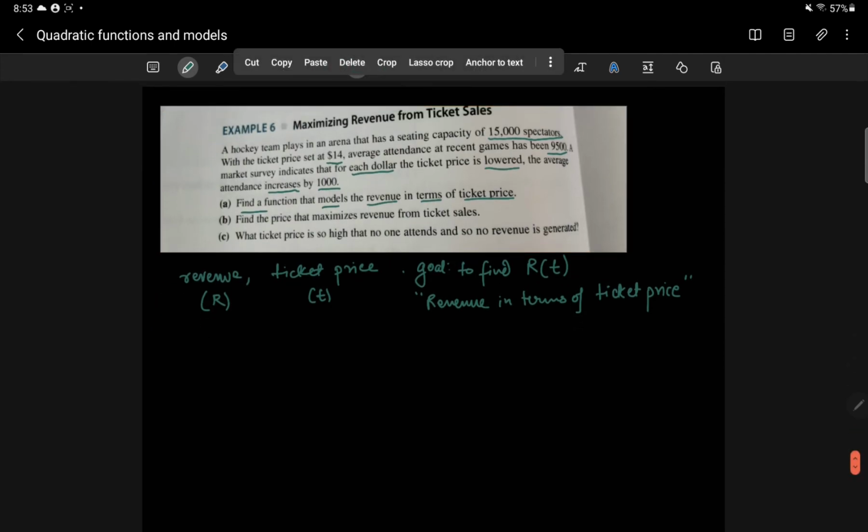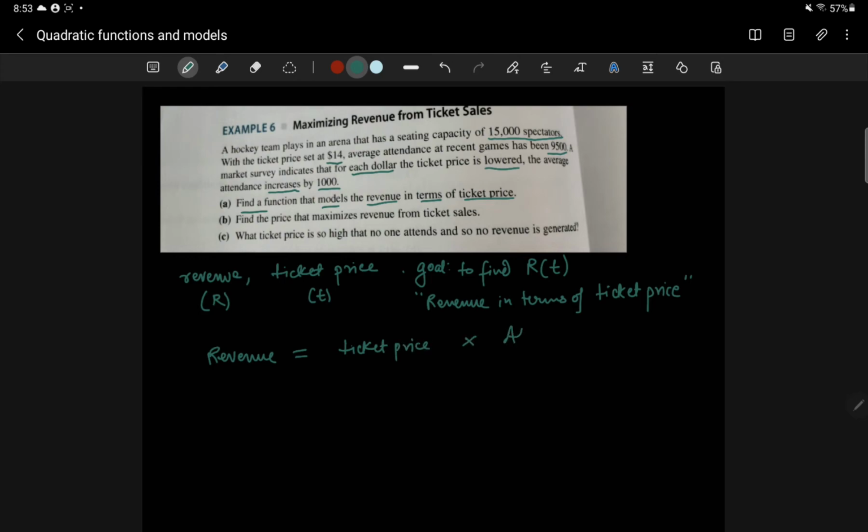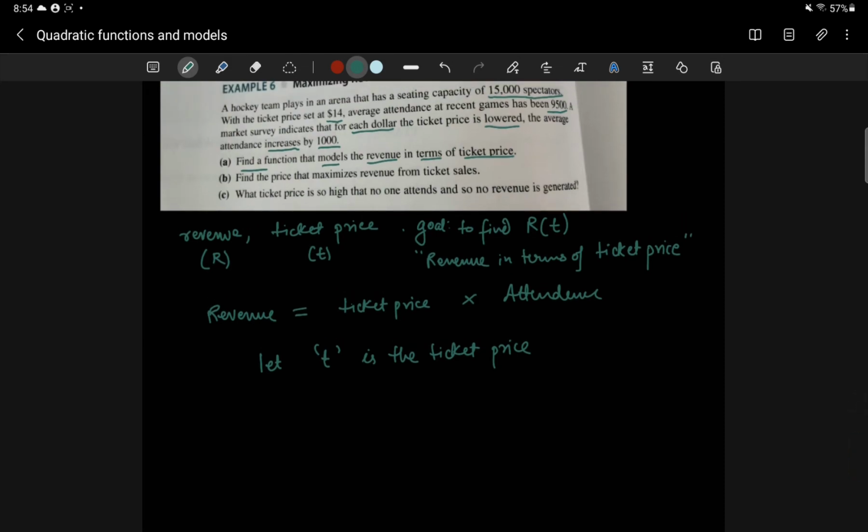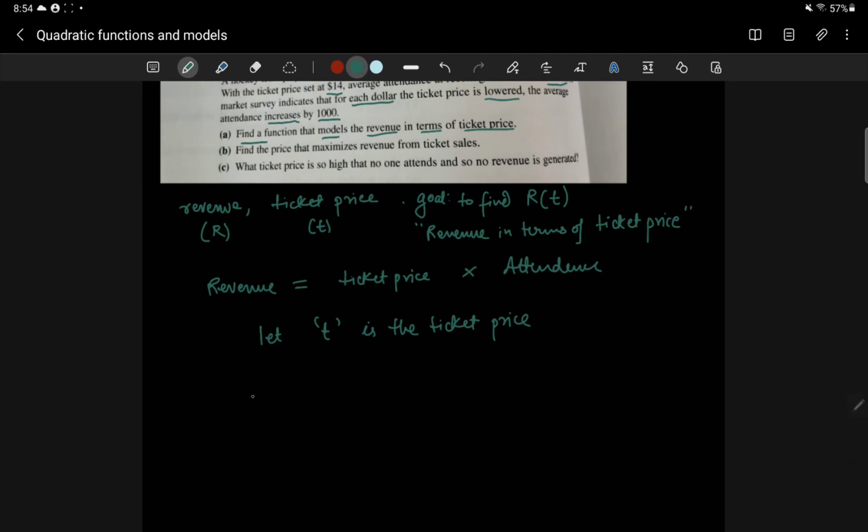Now the basic model is going to say that whatever money you make, the revenue is going to depend on the ticket price and multiplied by the number of people who attend. All right. Now, let's say T is the ticket price. Now, the average ticket price is set at 14. So, the amount that the ticket price is lowered by is going to be whatever you get by subtracting T from 14.